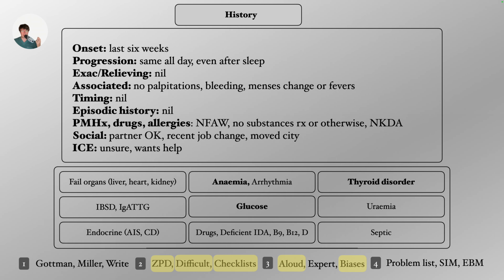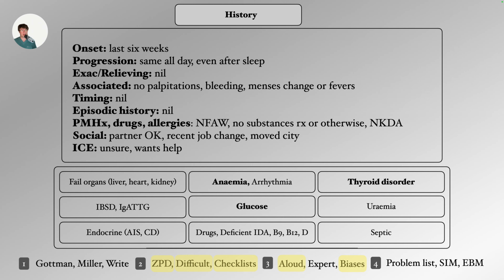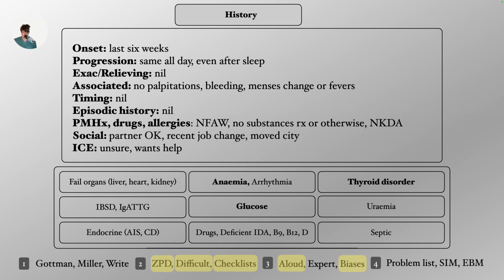Okay, so now I've given you more information than just the triage notes. I've taken a full history. How has your differential changed? Are there things you can strike off the board here? You could say, well, it doesn't look like the patient's septic, for example.